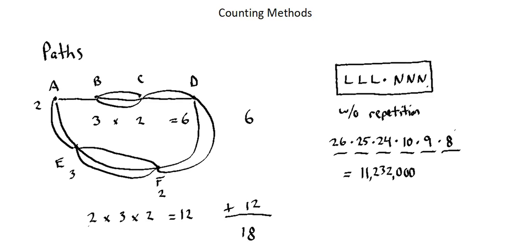This is the end of the first video on counting methods. When we continue in video 2, we're going to learn about factorial notation and the counting method concepts of permutations and combinations.